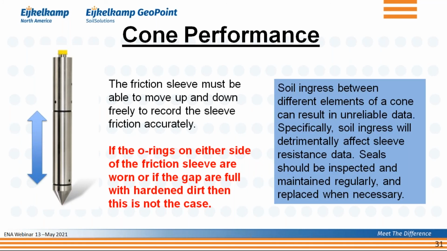The code talks about it as follows. It says soil ingress between different elements of a cone, the gaps that I just mentioned, can result in unreliable data. Specifically, soil ingress will detrimentally affect sleeve resistance data, and seals should be inspected and maintained regularly and replaced when necessary. Makes perfect sense, but something you need to think about, and that's why cleaning the cone is something that is very important.